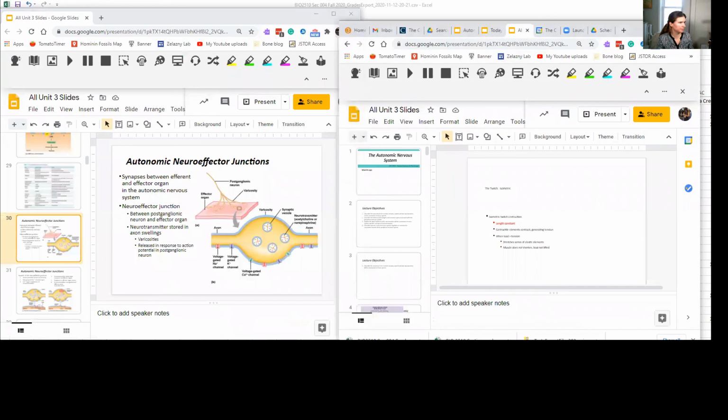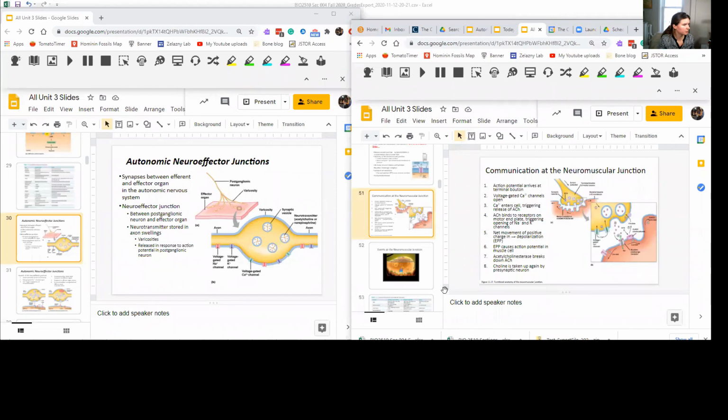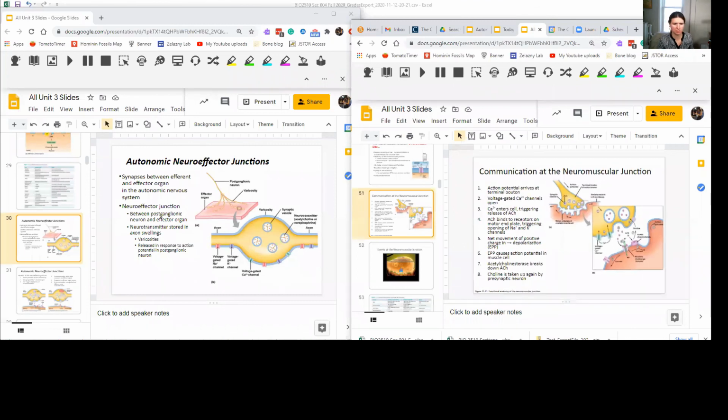This is not going to be great. I'll just click back and forth between these. Are you guys seeing my whole screen? I want to make sure. Yeah, you're seeing the screen too.